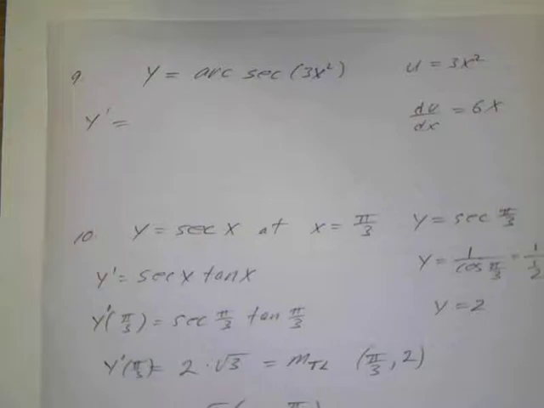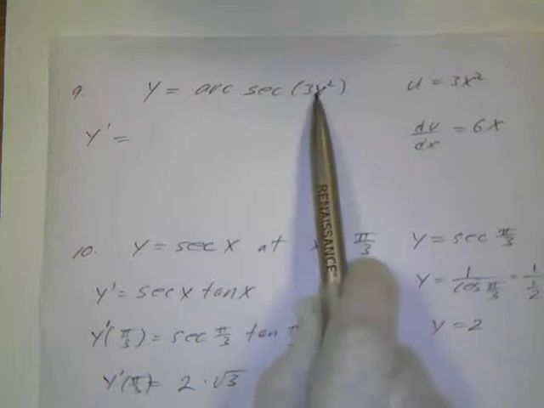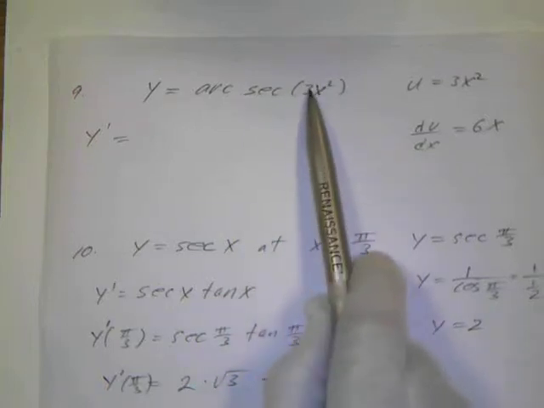Okay, more of the Chapter 3 practice test. This is number 9. We just want to take the derivative of the arc secant of 3x squared. And what we have here is u. This is not just x, it's a function. So we're going to have to use the chain rule.